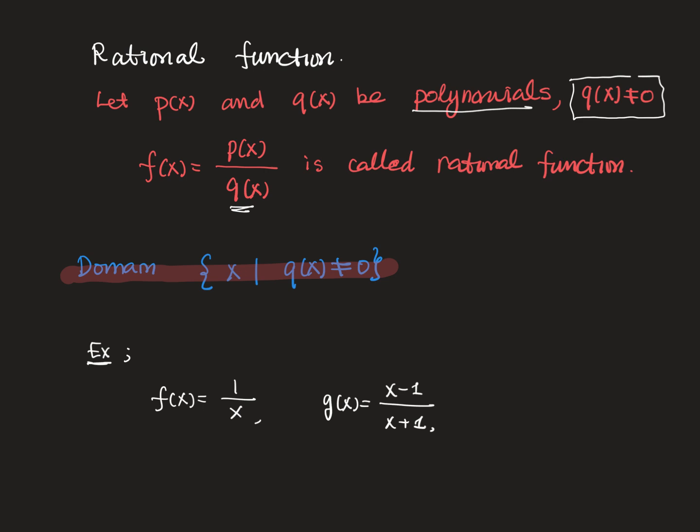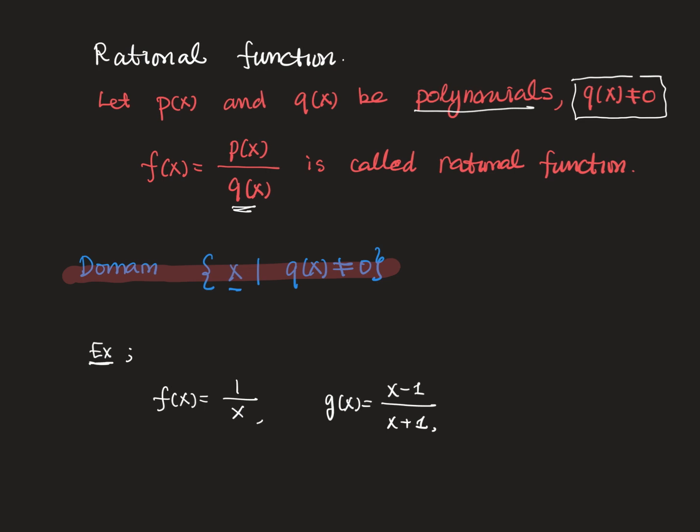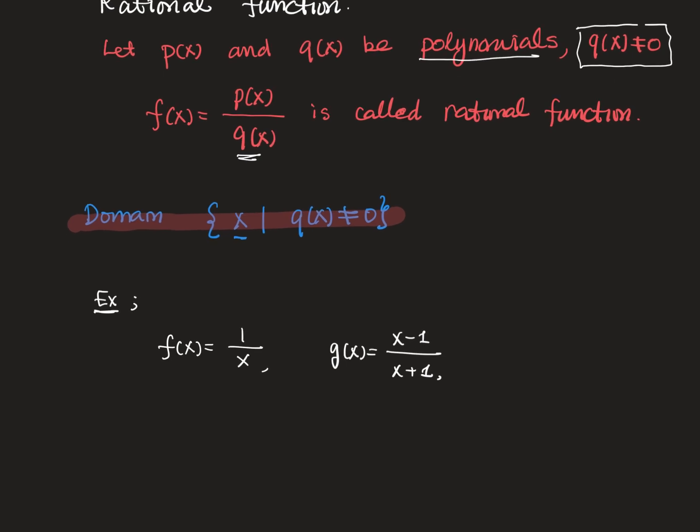How can we find the domain? You find all the x values that don't make the denominator zero. Another way: you find the x values which make the denominator zero, and those are excluded from the domain. Before we figure out the domain, we're going to talk about examples of rational functions.